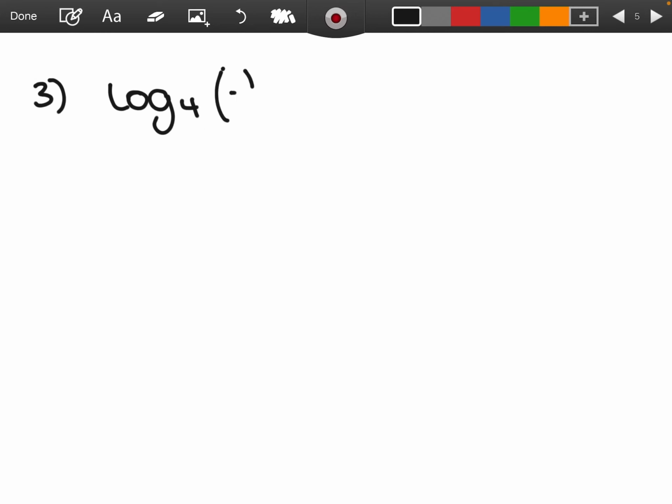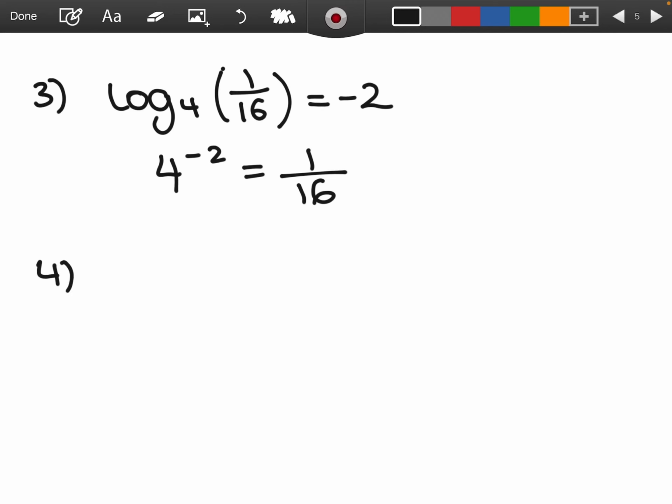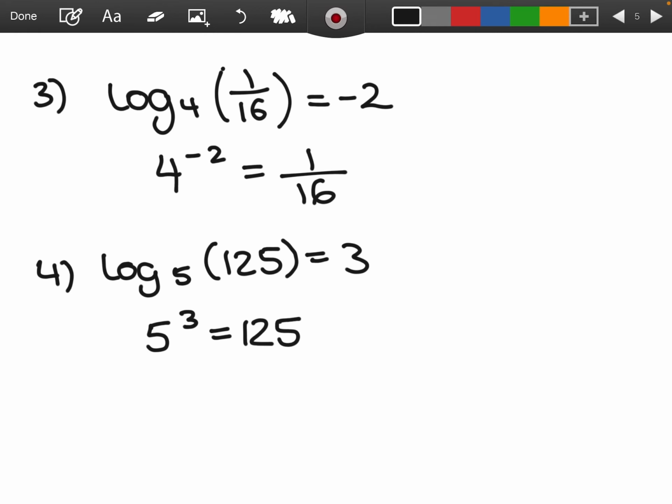Now let's say I wanted to go the other way. So let's say now I had log base 4 of 1 over 16 is equal to negative 2. That tells me that 4 to the negative 2 is equal to 1 over 16, which we know is true. And one final one, let's say we've got log base 5 of 125 is equal to 3. Well, that tells me that 5 to the 3 is equal to 125. So we can go between exponentials and logs and write them as one another.